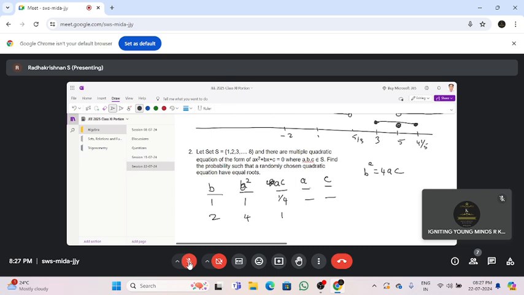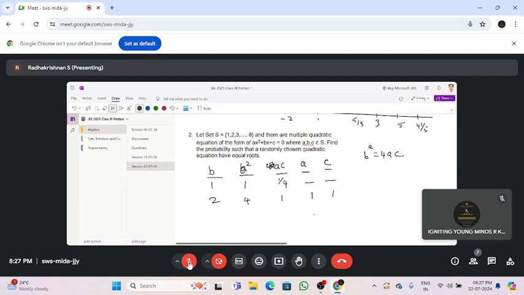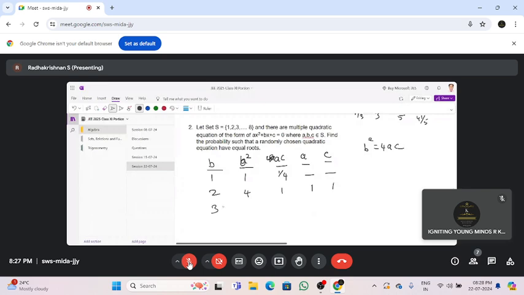So what are the possible combinations of ac to get 1? A should be 1, c should be 1. That's it. This is the only way. Next, similarly for 3, it will come 9 by 4, so it's not possible. Similarly for 5 and 7 also. So we will put only 4, 6, 8.